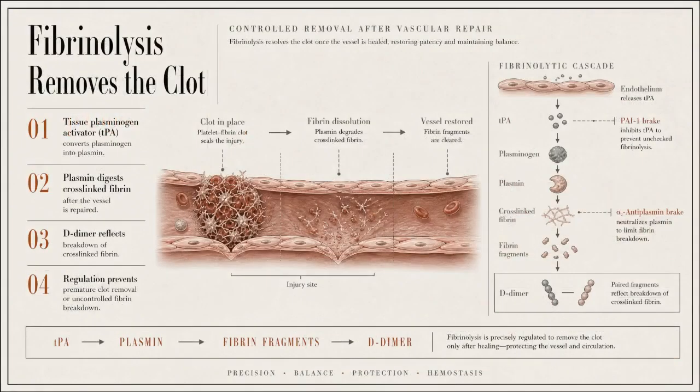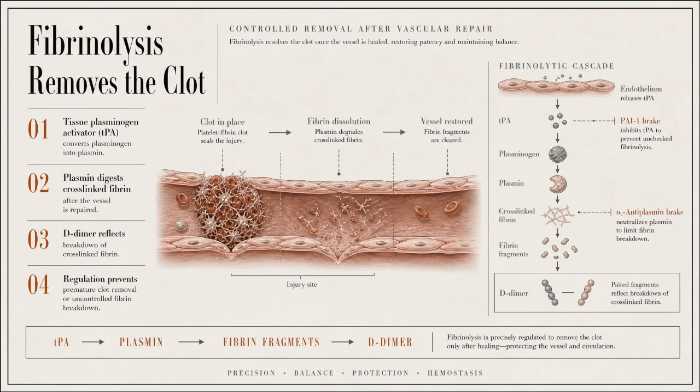Once a clot has done its job, the body needs a way to remove it. That is where fibrinolysis comes in. This process removes fibrin clots after they have served their purpose, allowing for tissue repair. Plasmin is the central enzyme here. It digests fibrin into degradation products. Tissue plasminogen activator, or tPA, helps convert plasminogen into plasmin on the fibrin surface.